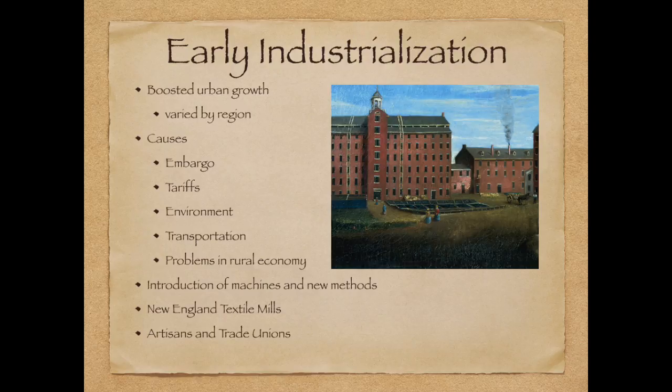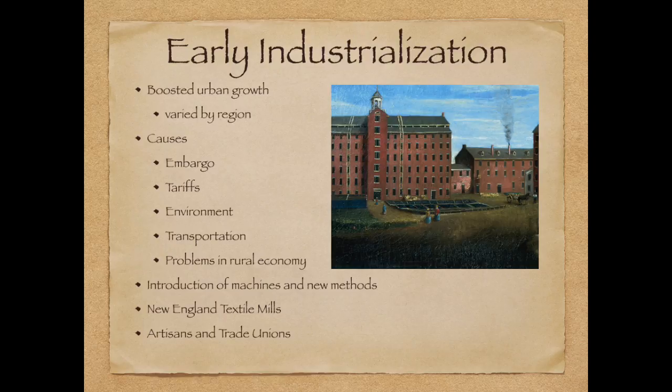A host of factors also stimulated industrialization. The Embargo Act of 1807, as I've mentioned before, prompted a lot of merchants who were barred from foreign trade to redirect their capital into the building of factories. Tariffs that were passed in the era of good feelings also protected America's fledgling industries from foreign competition.